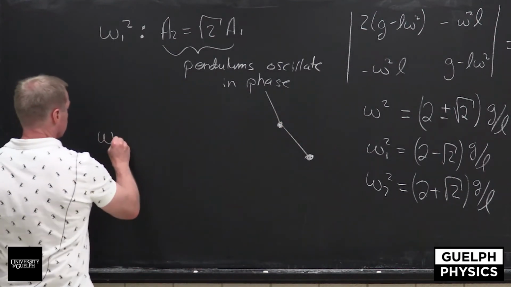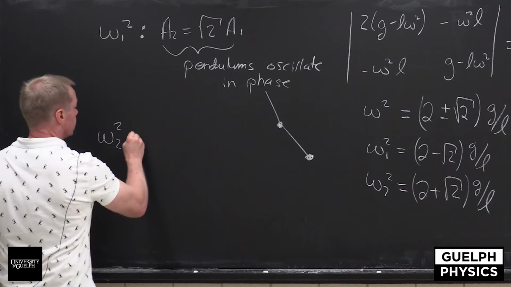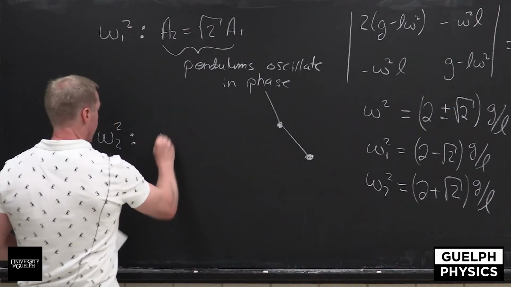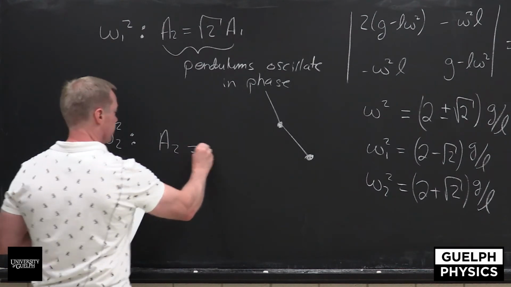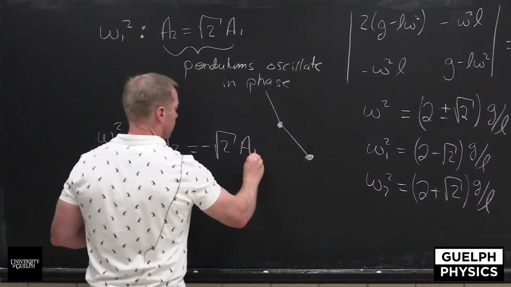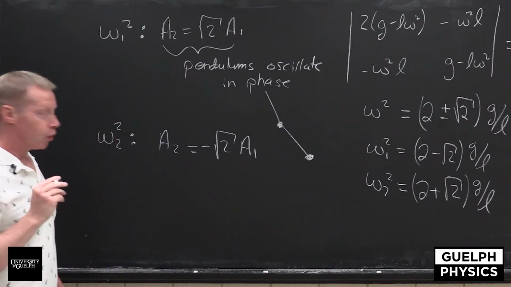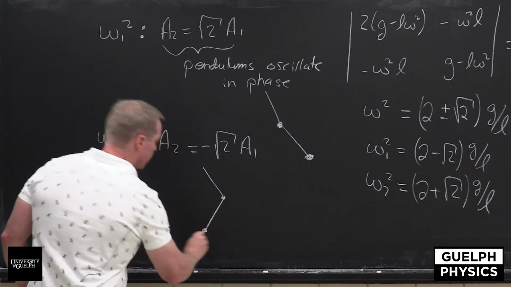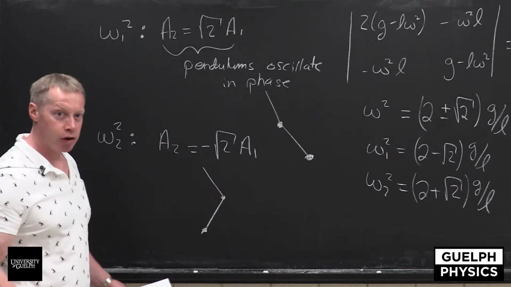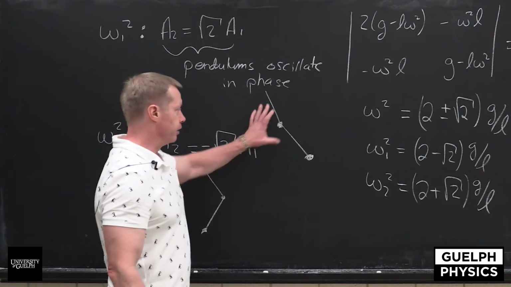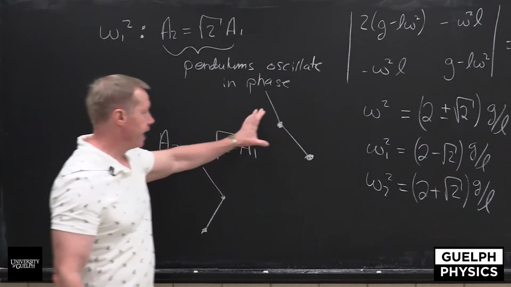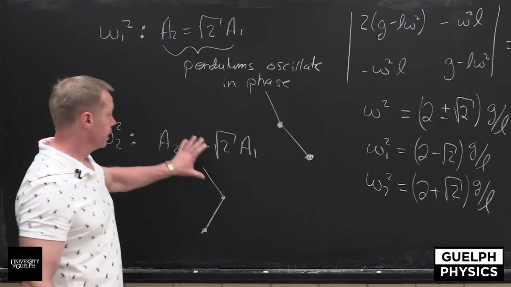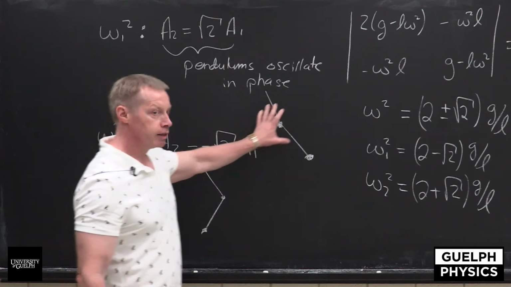For the other solution, omega 2 squared, which is the higher frequency, we end up with A2 to be minus root 2 A1. What this implies is that we have our pendula oscillating out of phase. And if you think about normal mechanical systems that you might encounter, it's always the out of phase motion that is at the much higher frequency than the in phase motion.